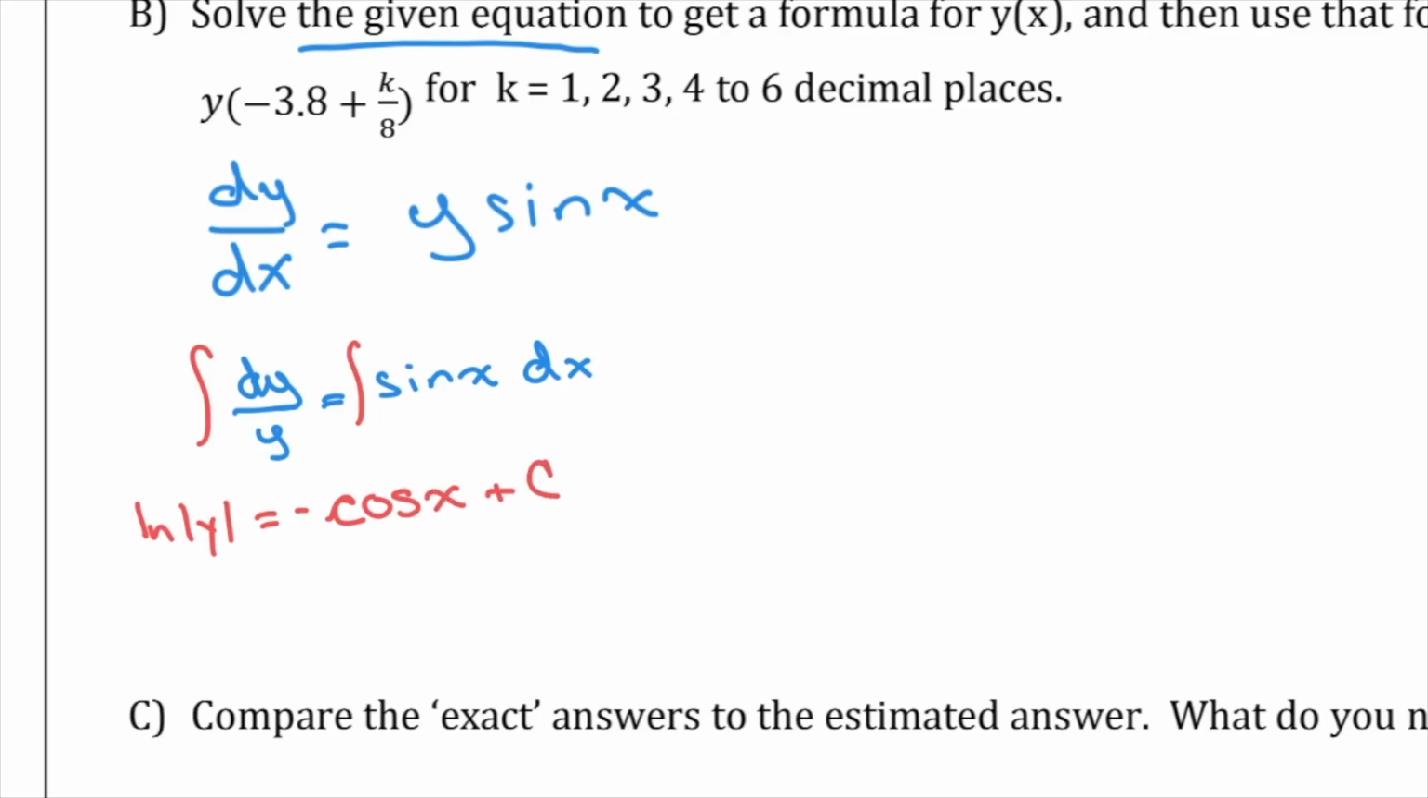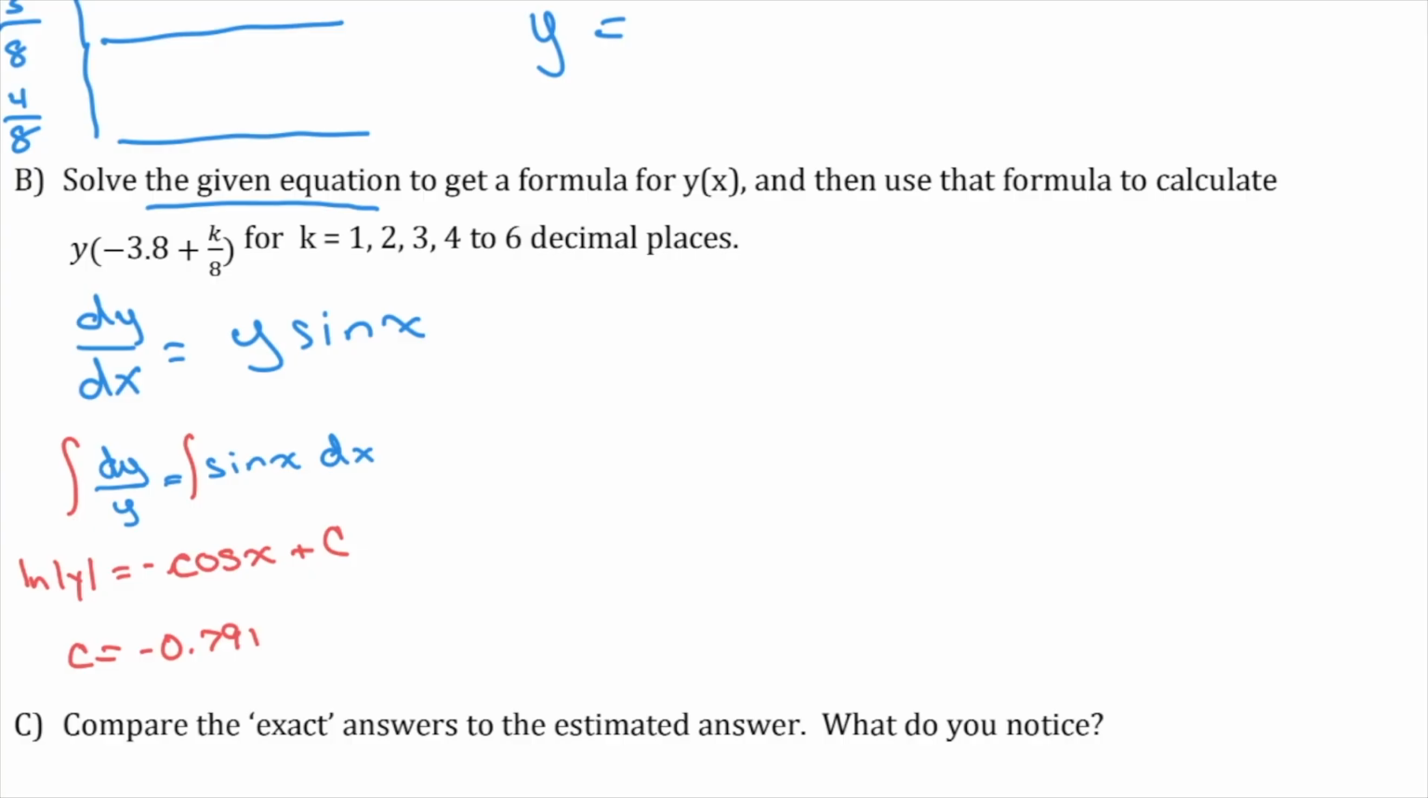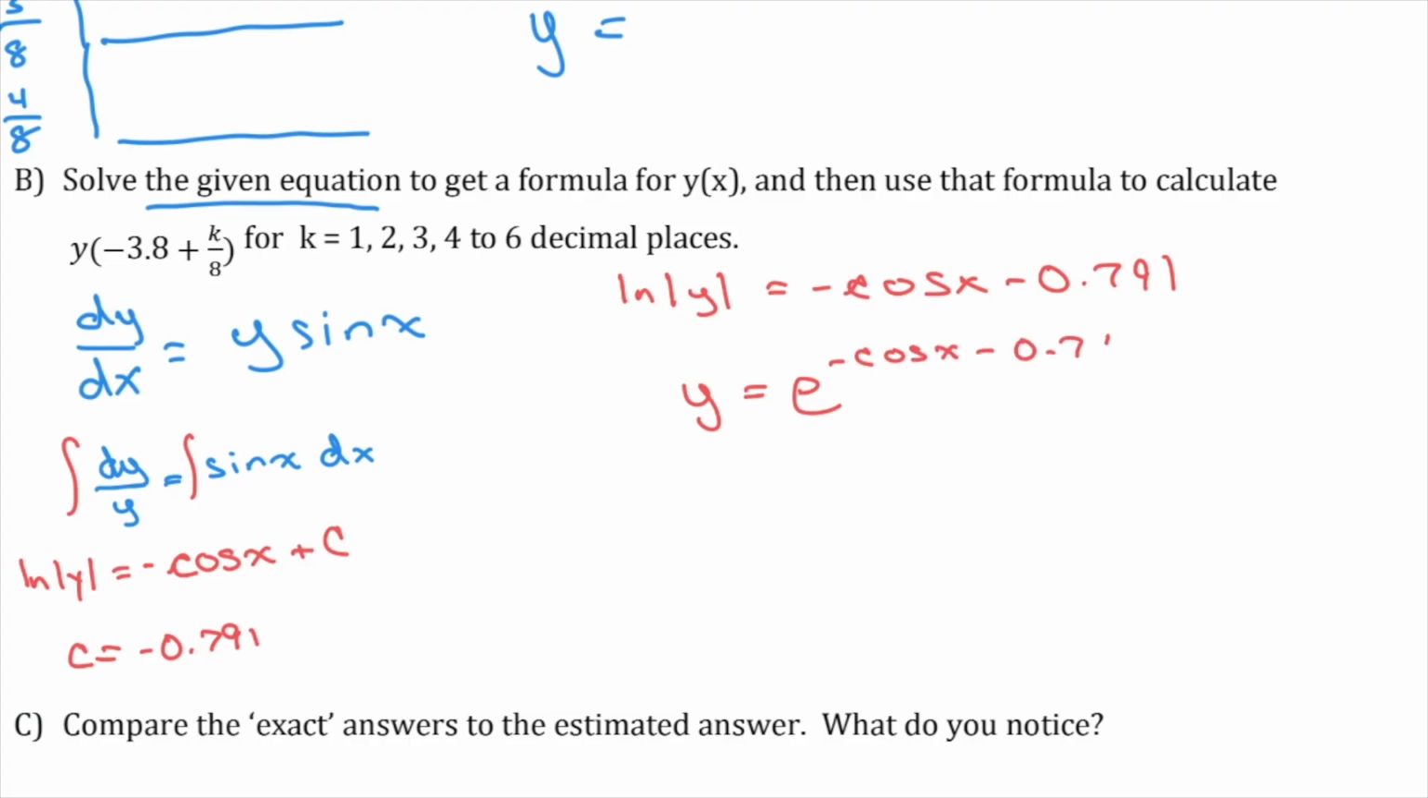We're going to get the natural log, absolute value of y, equals the negative cosine of x plus c. So if we use our initial value to find our c right now, we know our c value is going to be equal to negative 0.791. So now we'll take that c value and rewrite our equation. We have the natural log of absolute value of y is going to be equal to the negative cosine of x minus 0.791. So that tells us that y is equal to e to the negative cosine of x minus 0.791.